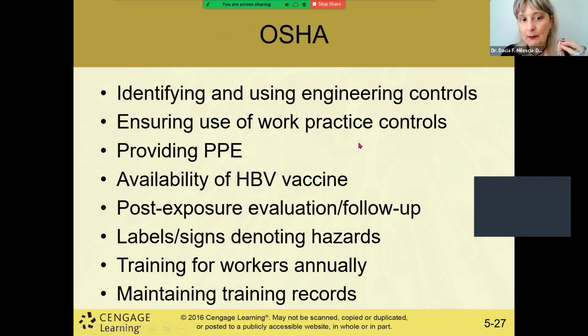OSHA requires providing PPE. So if they're in a hospital setting, all employees must have access to PPE. And that was the initial issue in New York City when the whole pandemic started occurring. They didn't have enough PPE for healthcare workers. All right, they need to have the availability of the hepatitis B vaccine to everyone. So every hospital and every clinical setting must have the availability of hepatitis B vaccine. And also, if there's any kind of accidental exposure, there must be a post-exposure protocol, evaluation, and follow-up.